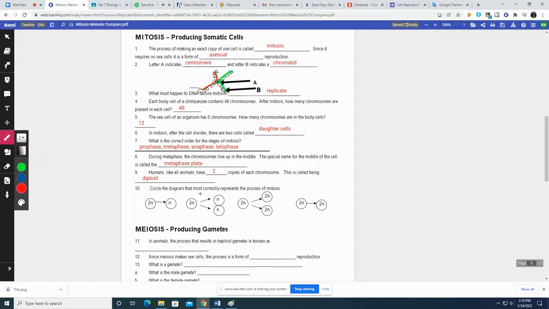This one, circle the diagram that most closely represents the process of mitosis. Remember, in mitosis, we're making an exact copy.